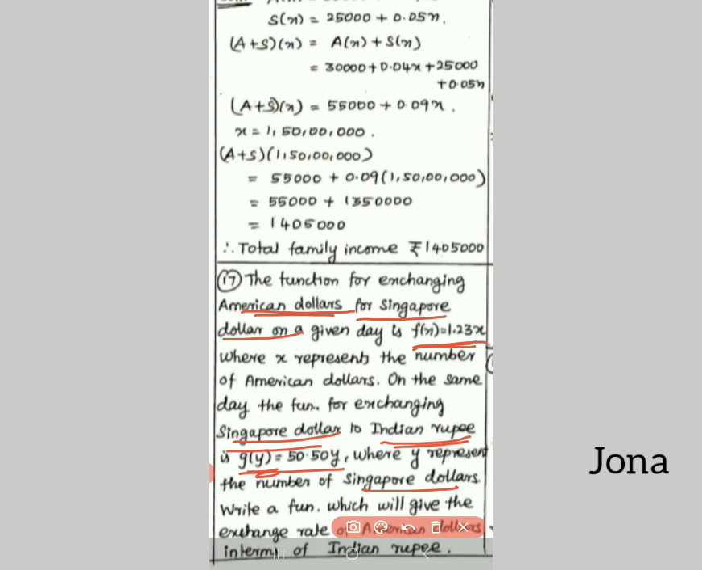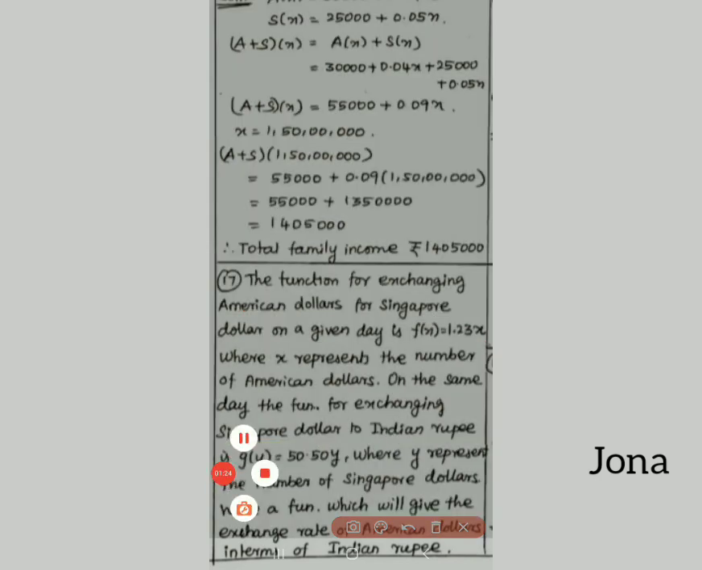What we want to find here: write a function which will give the exchange rate of American dollars in terms of Indian rupees. We want to find this. Do you get what we are going to find here? So it's a composition of functions.